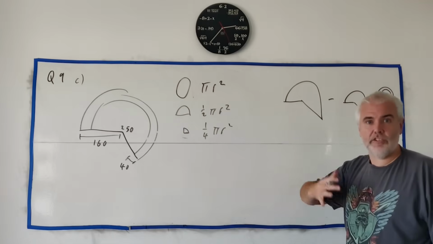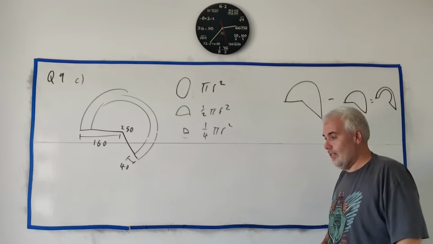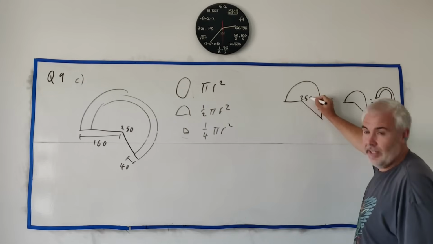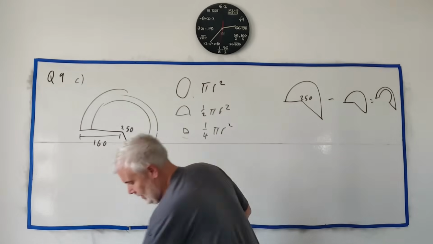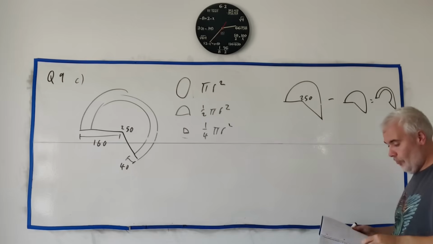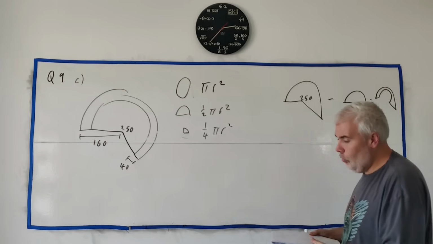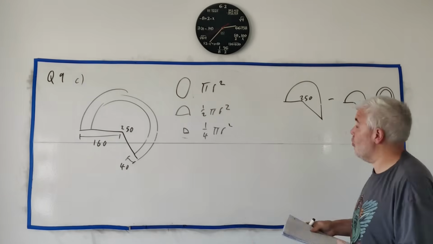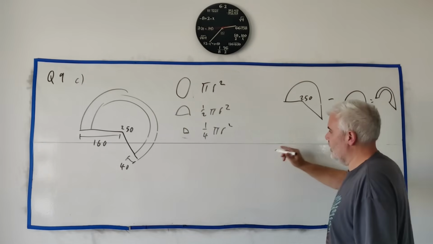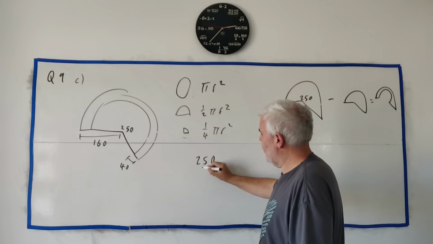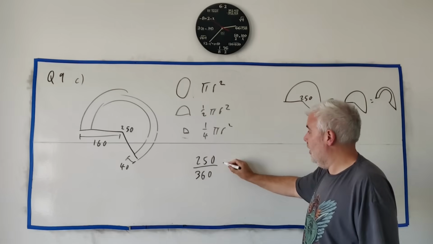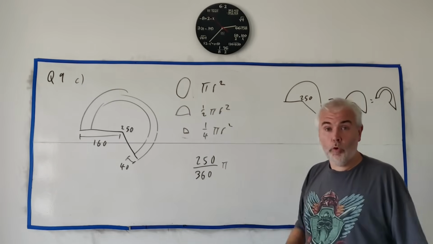Is it a half of it? Is it a quarter? Is it 3/4? Is it 9/10? How much of a circle is this? The answer is 250. The total number of degrees in a circle is 360. So the area of this one here is 250 divided by 360, that's how much of a circle it is, times pi r squared.